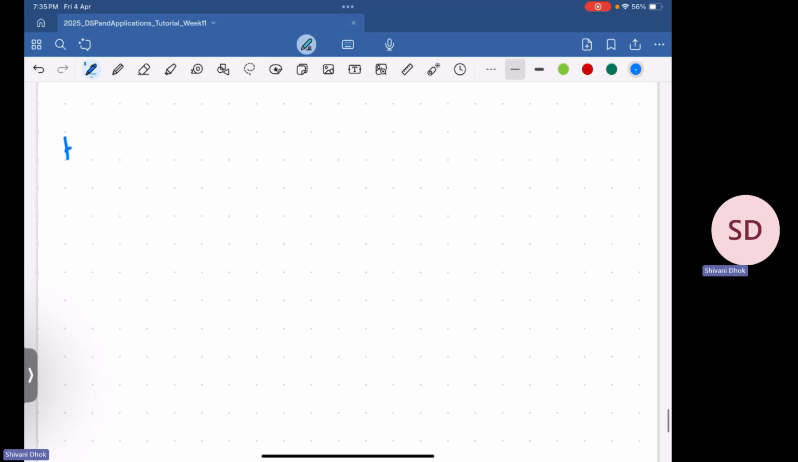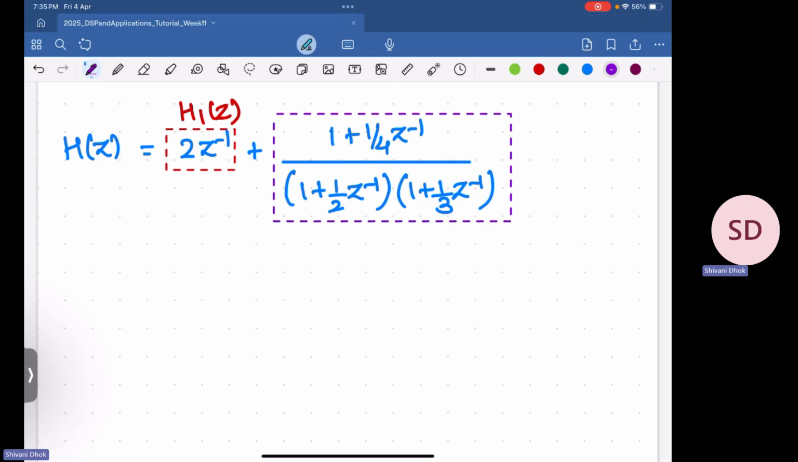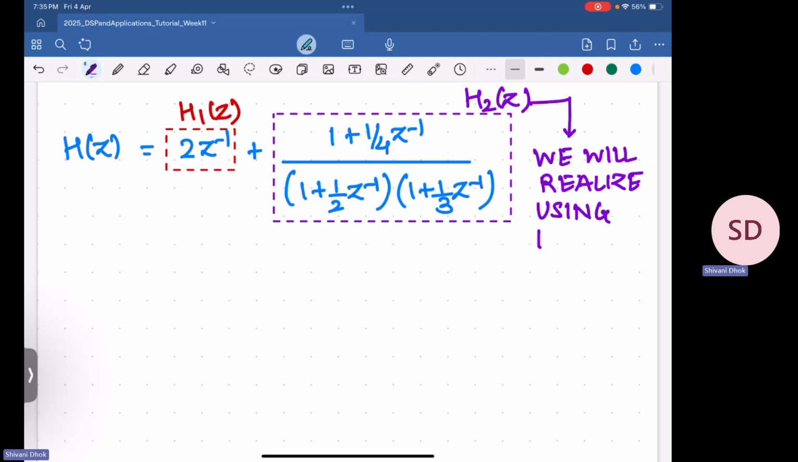Let me write it again. We have h of z equal to 2z inverse plus 1 plus 1 by 4z inverse divided by 1 plus 1 by 2z inverse into 1 plus 1 by 3z inverse. Now this first term will be my h1 of z, and the second one will be my h2 of z, and this h2 of z we will realize using lattice.